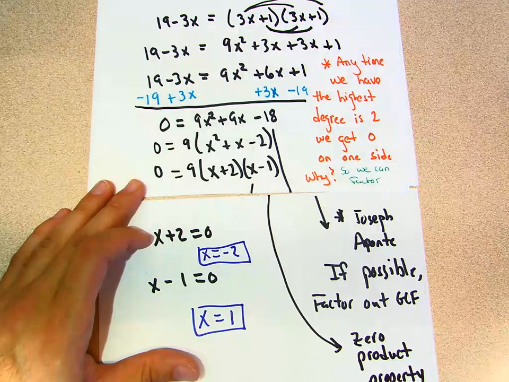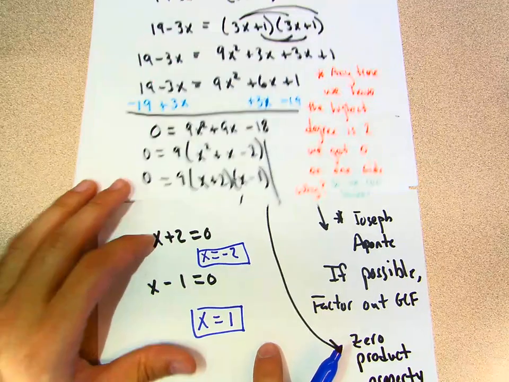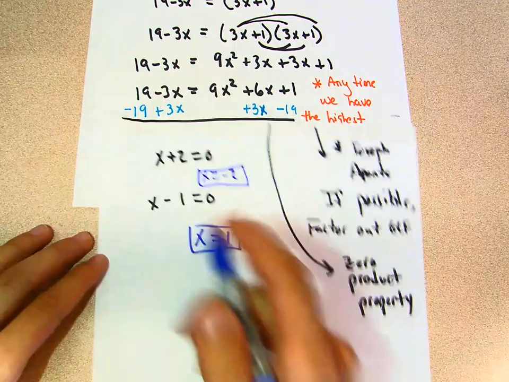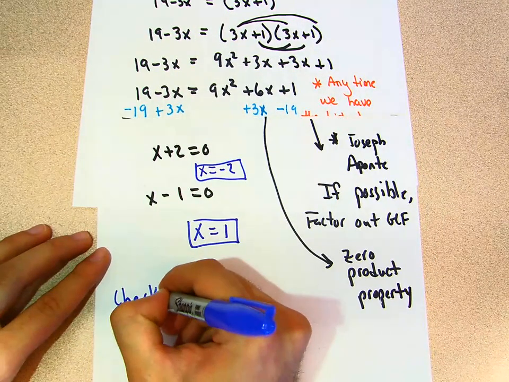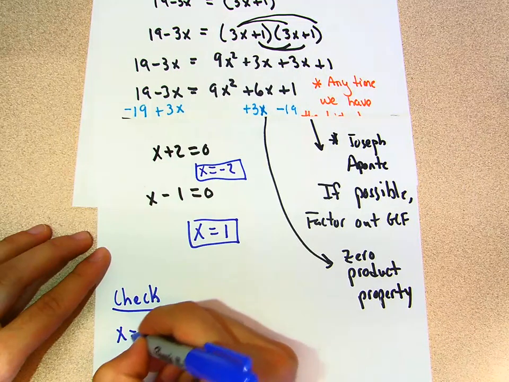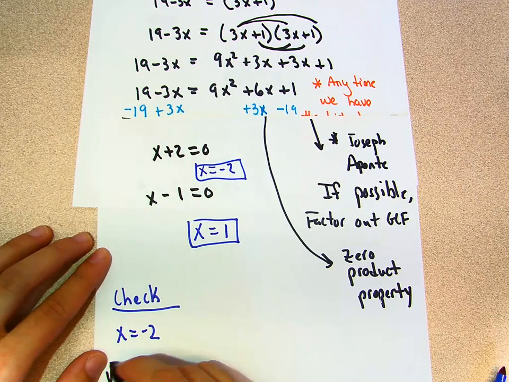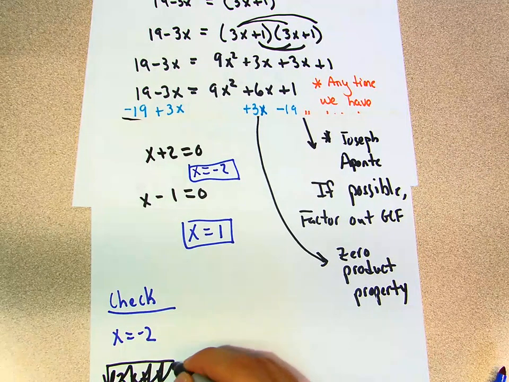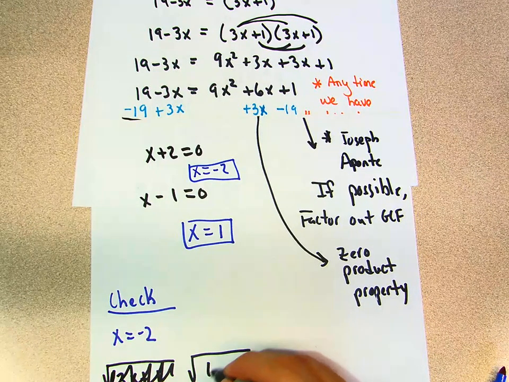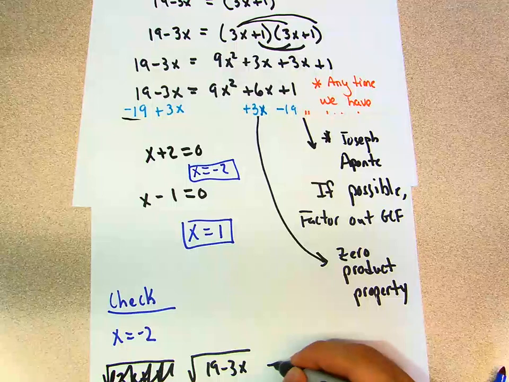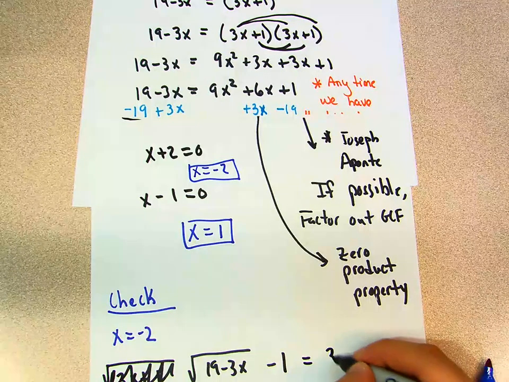Okie dokie. And now if you just stop, shame on you. What do we need to do? We need to check. So we need to check x equals negative 2. Well, let's see. What's the original equation? It's square root of 3x plus 1. Oh, no, that was the last problem, sorry. It is square root of 19 minus 3x minus 1 equals 3x.